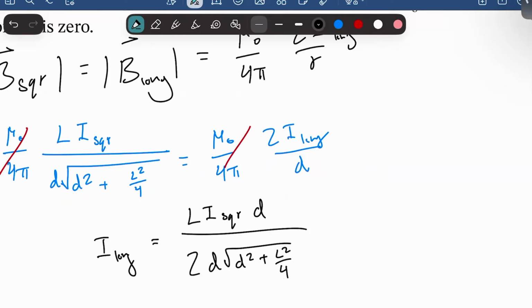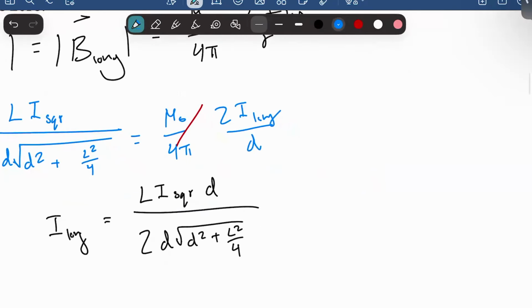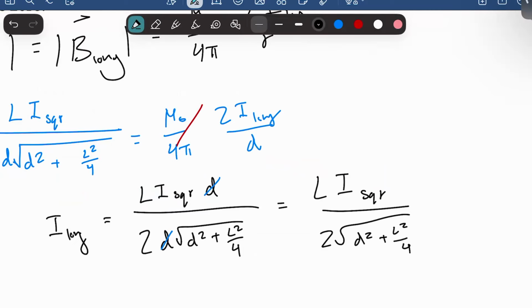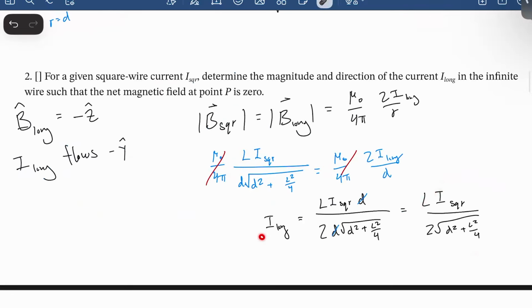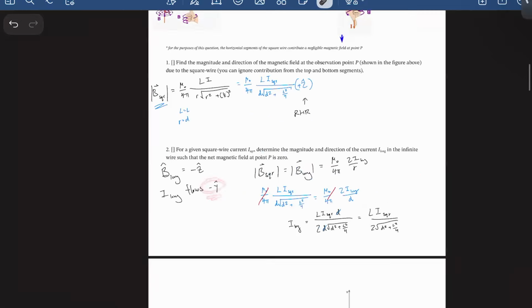And it looks like these will cancel out. So the final answer can just be L I square over 2 root D squared plus L squared over 4. Let me just check that answer on my end as well. Yep. So this will be our answer, but of course, also remember to include the direction of the conventional current, which is negative y over here.